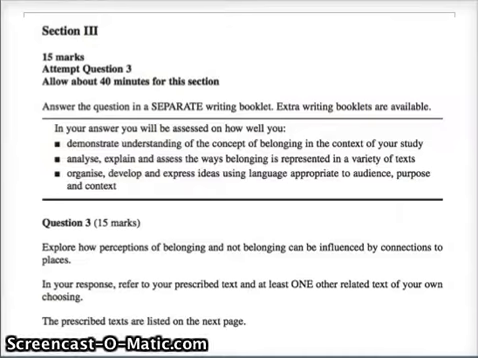It asked you to allow about 40 minutes for the section and to answer the question in a separate writing booklet. The instructions underneath that you see here will look much the same as your exam paper will look for your HSC. The question says, explore how perceptions of belonging and not belonging can be influenced by connections to places. In your response, refer to your prescribed text and at least one other related text of your own choosing.